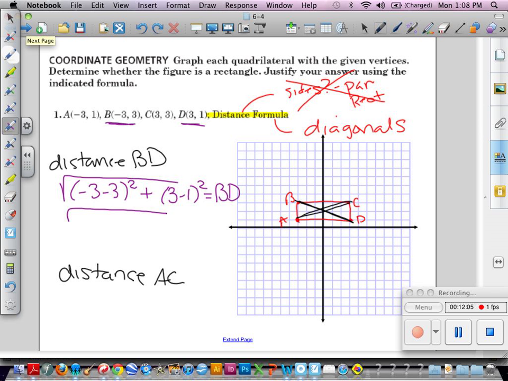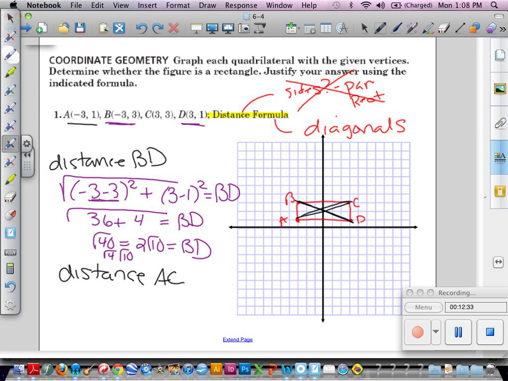Square root. Negative 3 minus 3 is negative 6. Negative 6 squared is 36. 3 minus 1 is 2, squared is 4. That gives me the square root of 40. We've got to simplify our roots, which is root 4 times root 10. Square root of 4 is 2, so BD is 2 root 10.